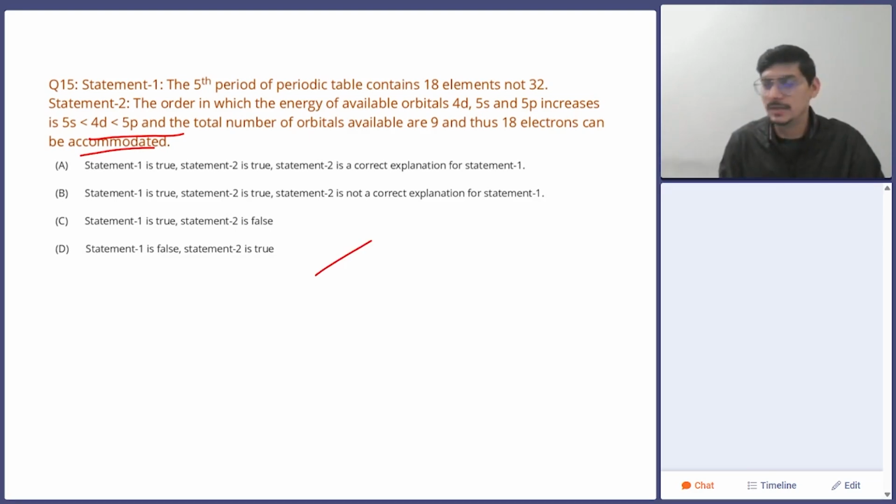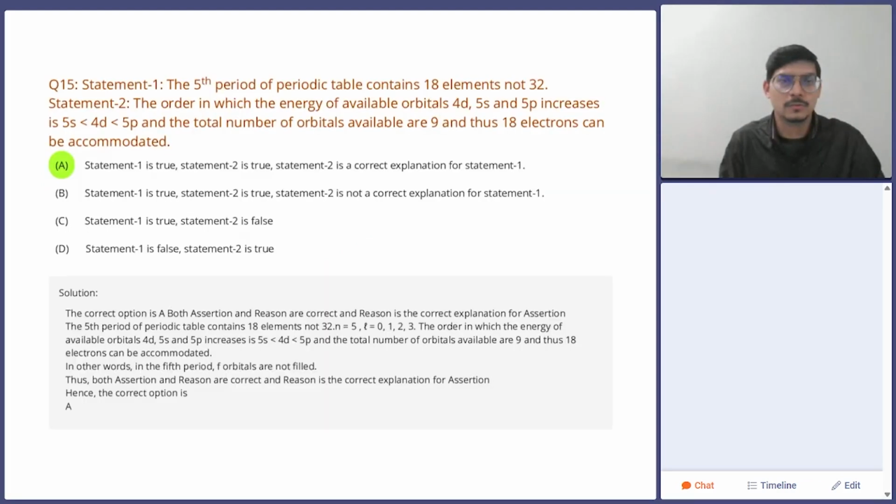So the correct answer here is option A. That is the correct answer. Moving to the next question.